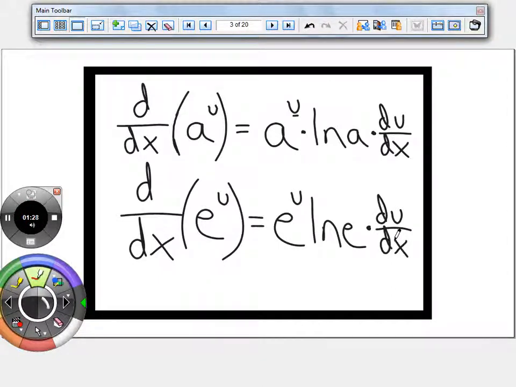Now, when you find the derivative of e to the x, you look at this: natural log of e is equal to 1, so we don't really write that. That's why when you do the derivative of e to something, it's always e to that same thing, and then times the derivative of the inside. So it's a little bit more simplified. The derivative of e to the x is the only one where it's exactly the same as the original.